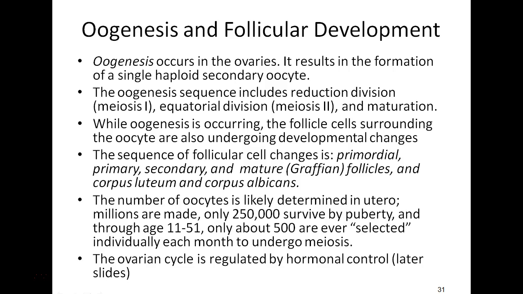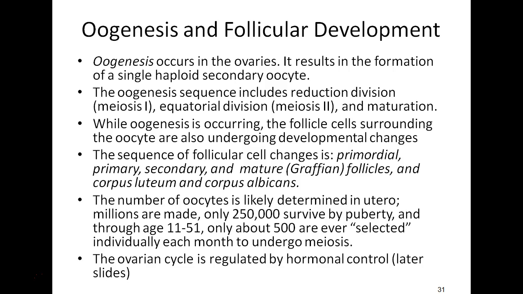Turning away from external mammary glands, we look now at oogenesis and follicular development. So in other words, we're talking about the ovaries again. So here we go back into the ovaries. Oogenesis occurs in these ovaries. It results in the formation of a single haploid secondary oocyte. Recall that this is a process of meiosis, and again, students will want to generally familiarize themselves with the process of meiosis 1, which is a reduction division, and meiosis 2, which is an equatorial division.